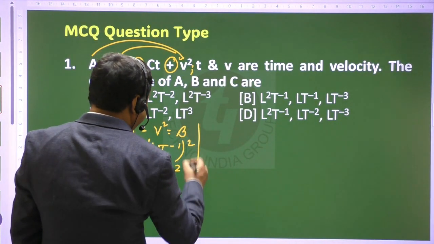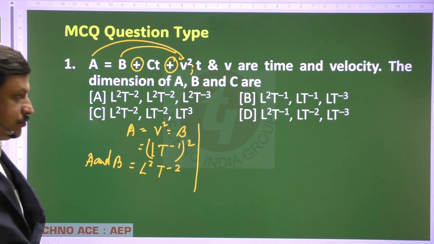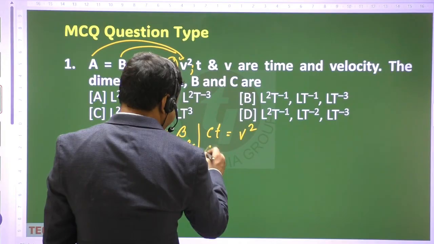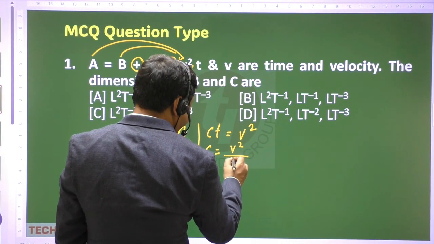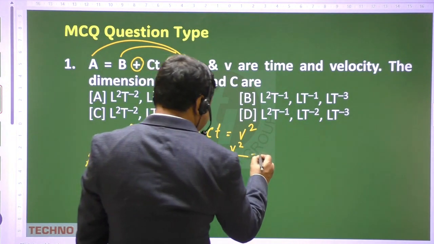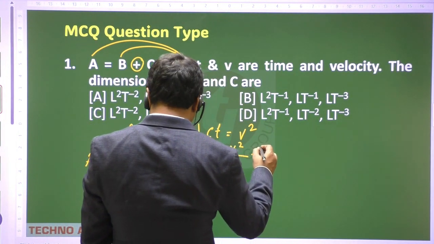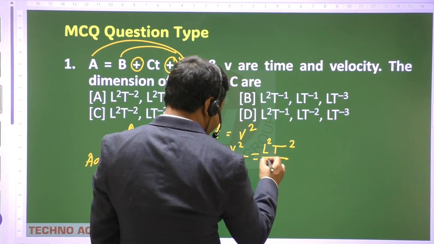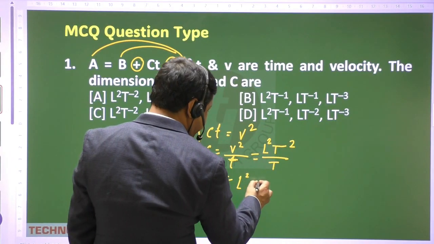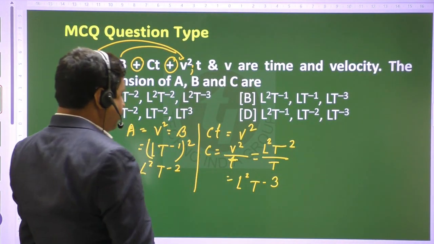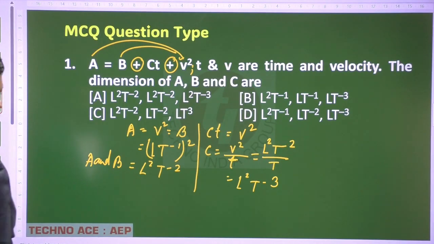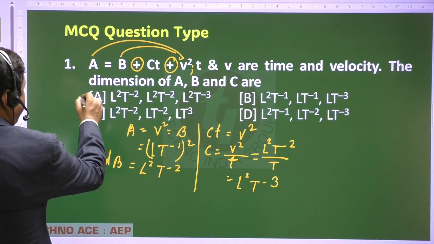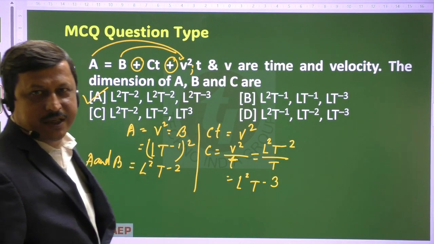Next, what is the dimension of C? You know that C into T is equal to V square. So C will be V square by T, right? V square is L square T to the power minus 2, divided by T, that means L square T to the power minus 3. So the dimensions are L square T to the power minus 2 and L square T to the power minus 3. So option 1 is correct.